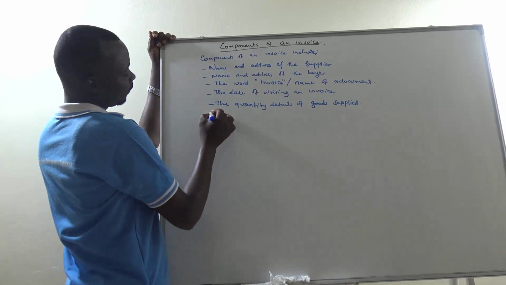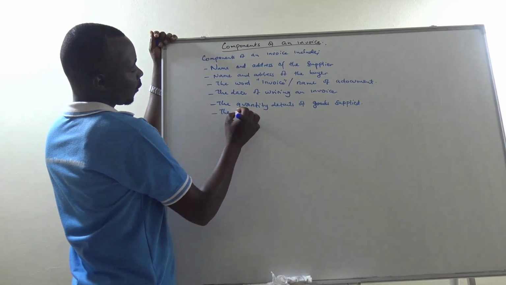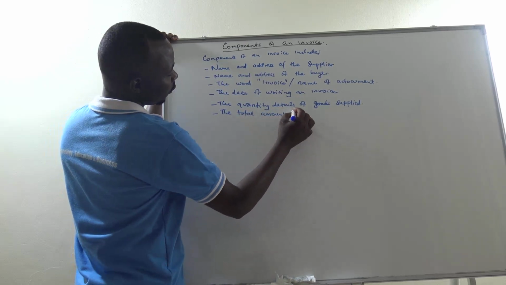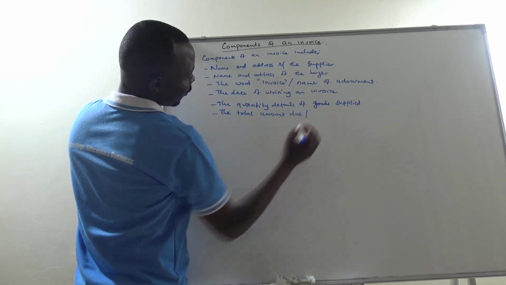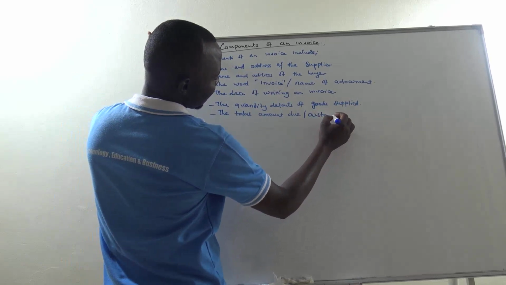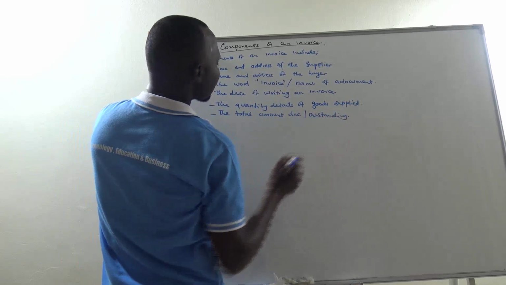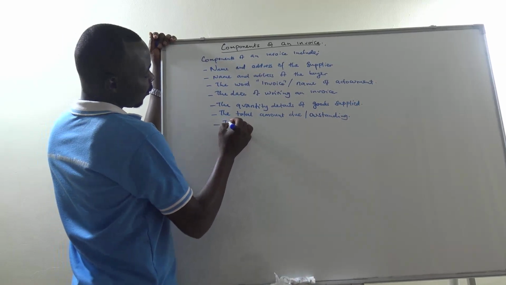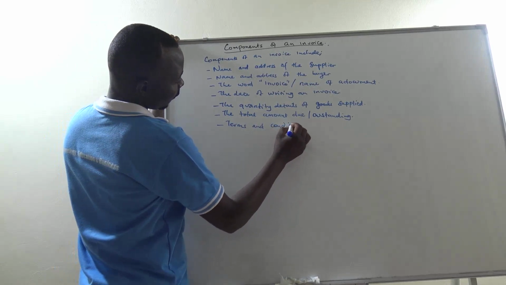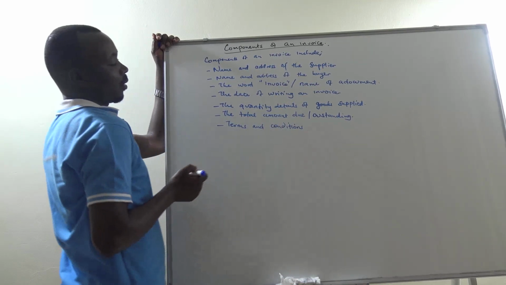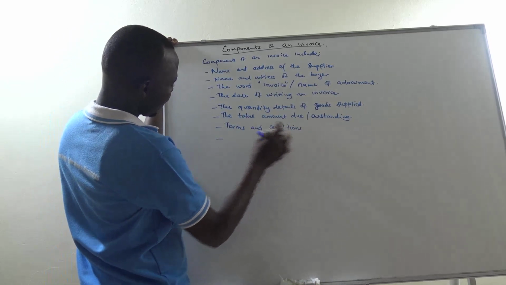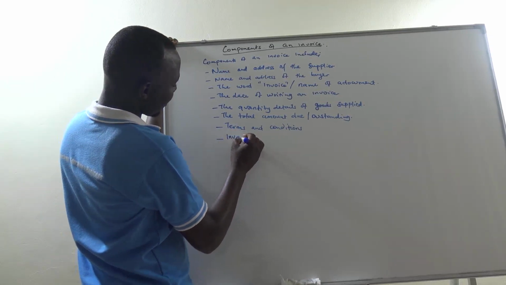Then we have the total amount due. Sometimes we call it amount outstanding. Then you have terms and conditions. We have the invoice number.